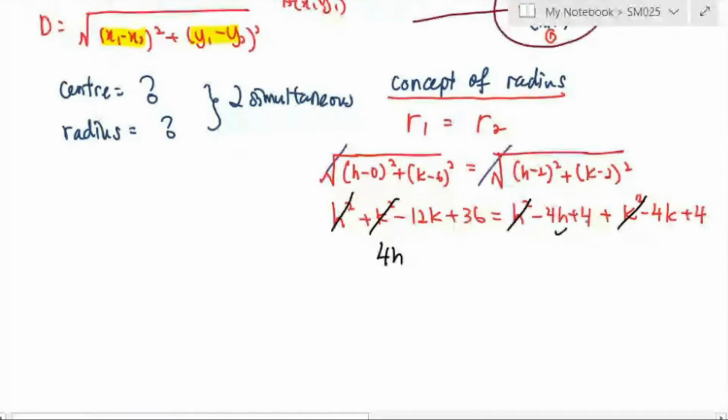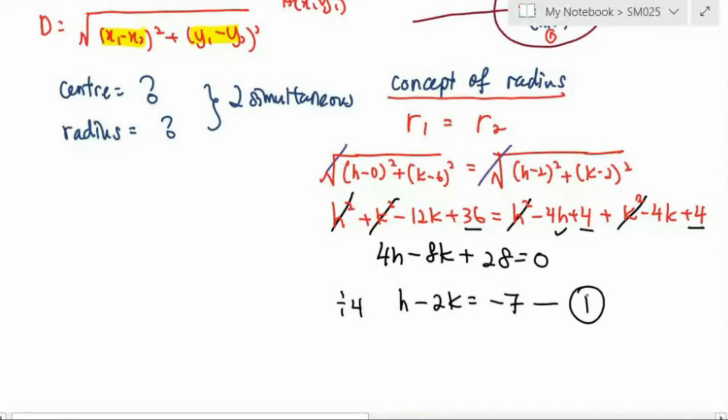Okay, so this one is done. The 4k going to the left hand side will give negative 8k. Then for the constant, 36 minus 4 minus 4, it will become 28 only. So this is my equation. I can simplify it some more. I will divide it by 4, so h minus 2k equals negative 7. So this is my first equation.